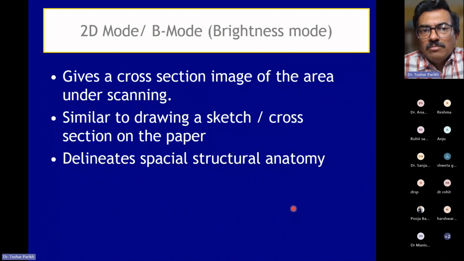Basically, 2D mode or B mode of echo, also known as brightness mode or two-dimensional mode, gives a cross-sectional image of the area under scanning. So basically, it is similar to drawing a sketch or a cross section on paper, and it delineates spatial structural anatomy.